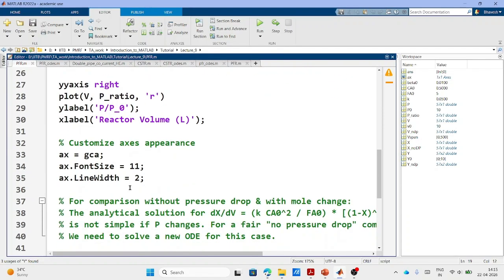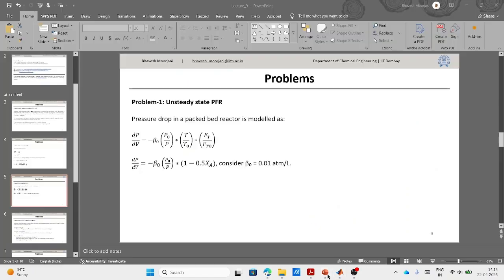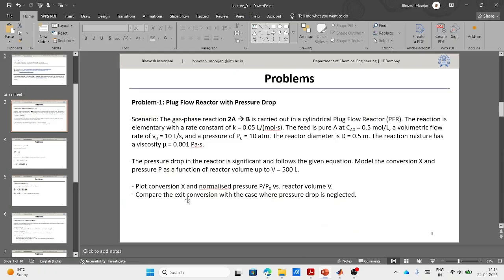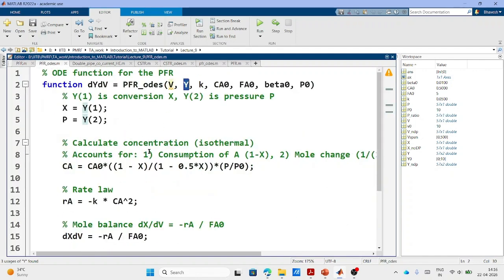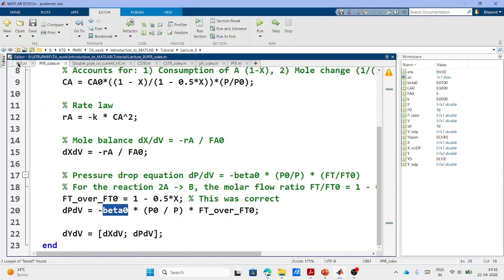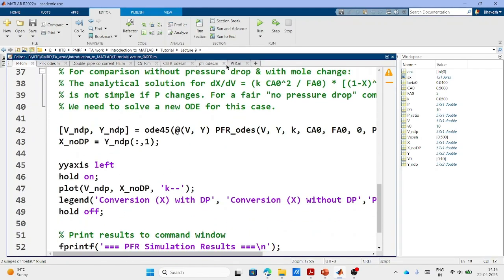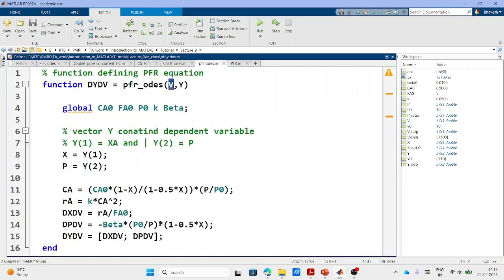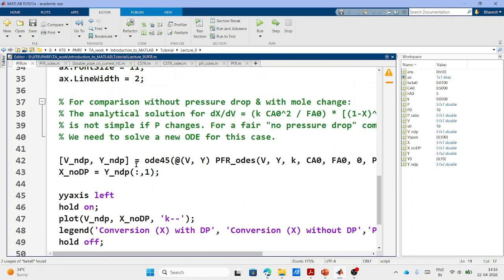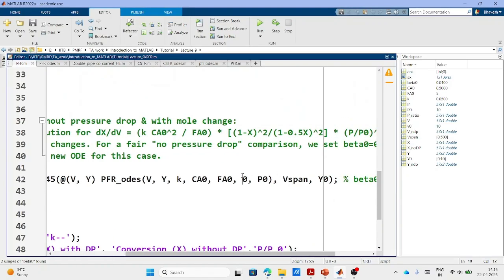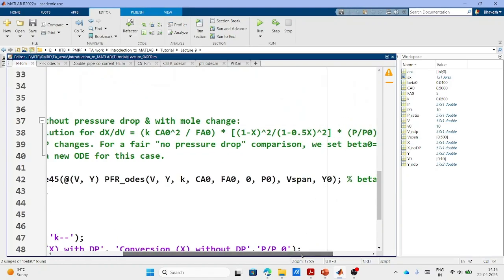Okay, this is just some customization. Now we have also been asked to find what the exit conversion will be if we don't have any pressure drop, or the pressure drop is negligible. For that, the delta P equation depends on the beta factor, right? So you consider it as zero. If you consider it as zero, then the beta value will go down, so dP by dV will become zero. So you won't have any pressure drop in that case. So here beta is set to zero, and then we are finding the solution.